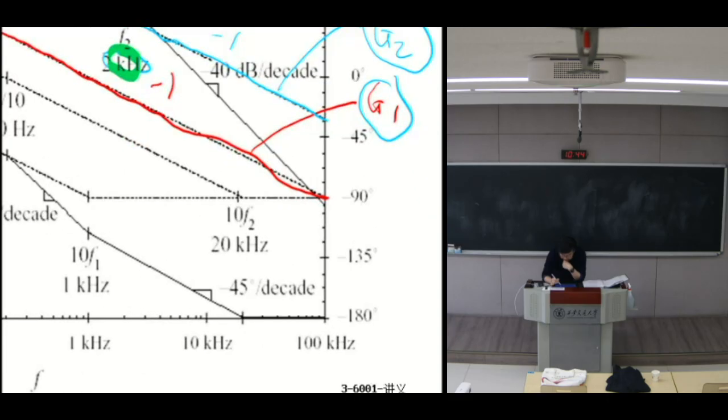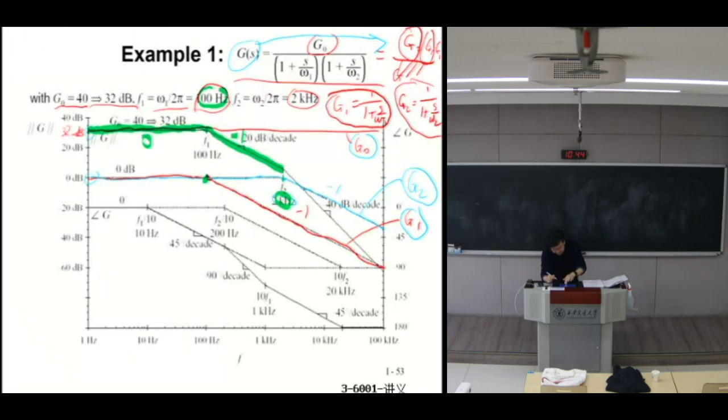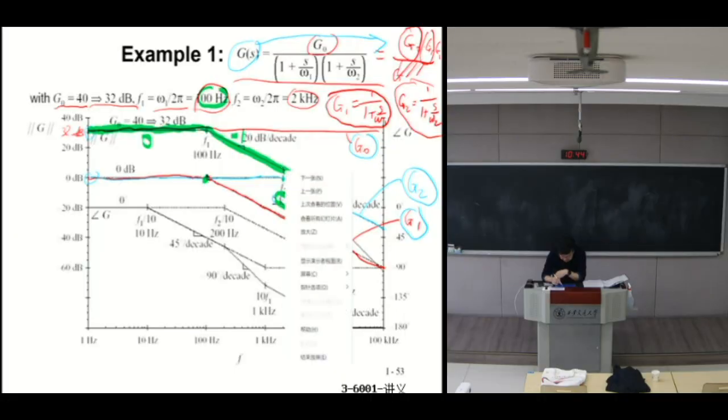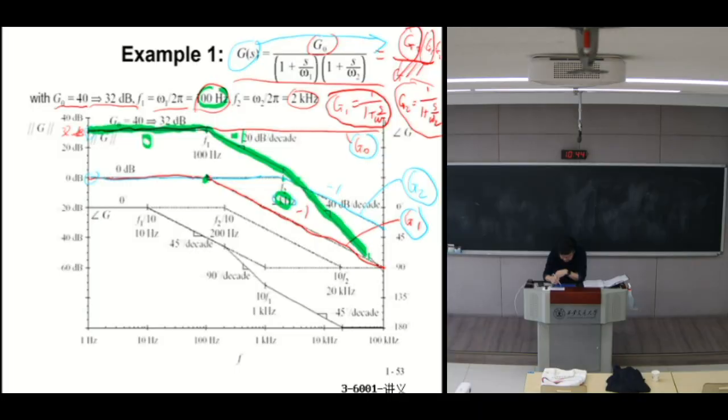So the total slope after this point is going to change to -2 slope. So this is going to be totally -2 slope. So that's going to be the overall Bode plot, magnitude Bode plot.